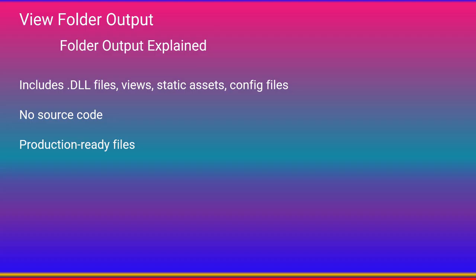Inside the Publish folder, you will find compiled DLLs, Razor views, static files like CSS and JS, and the app settings configuration files. No source code is included. These files are ready to be deployed to a live server.